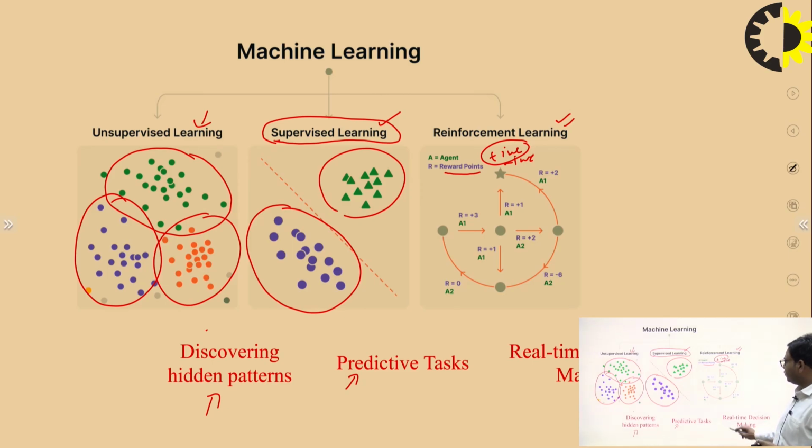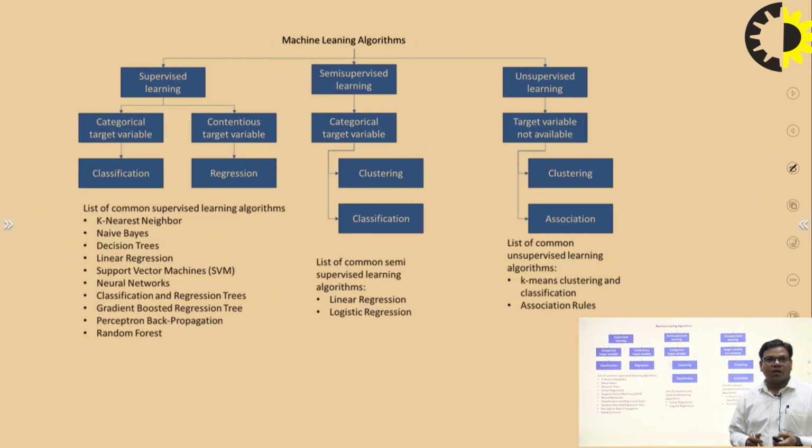And the third is reinforcement learning. The main application is real-time decision making. Like nowadays, self-driving cars are very popular, and they are based on reinforcement learning. Coming further, the things I have already discussed are summarized again here.